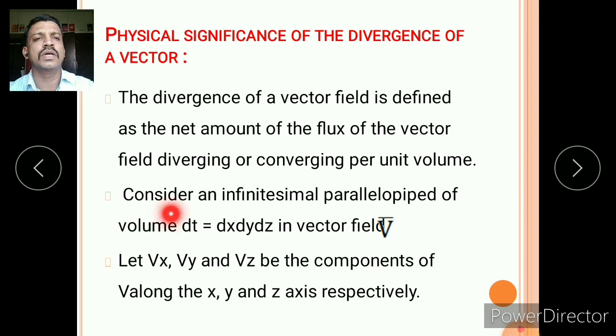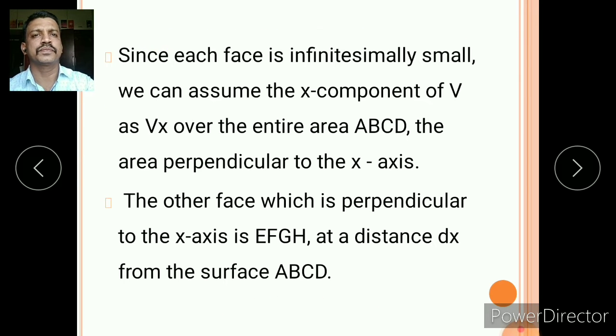the divergence of a vector. Consider a small parallelepiped of volume dτ, given by dx dy dz, in a vector field v, where vx, vy, vz are the components of v along the x, y, z axes respectively. Since each face is infinitely small, we can assume the x component of v as vx for the entire area ABCD. The area is perpendicular to the x-axis. The other face which is perpendicular to the x-axis is EFGH, at a distance dx from the surface ABCD.